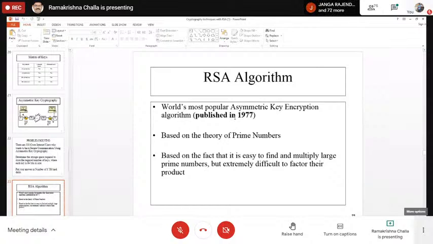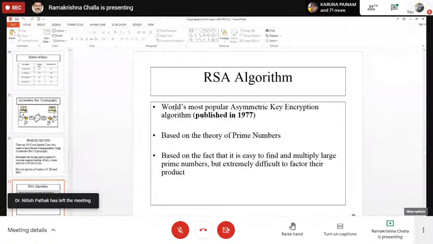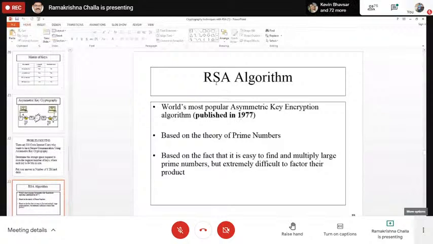When many of you were not born, or if you were born, you were a small child, right? So if you want to lead the whole world, you have to do something which is useful 20, 30 years from today, right? So that you will become a superpower. The world's most popular asymmetric encryption algorithm was published in 1977 by Ron Rivest, Shamir and Adleman.